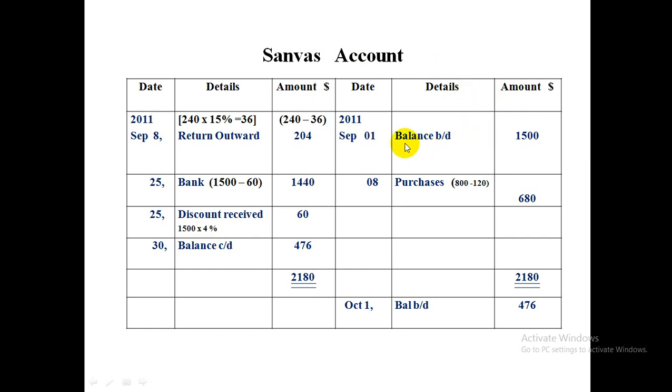Then we had seen that on 8 September he purchased goods for 800 list price less 15% discount, that is 120. Whenever purchases will be done from Sanvas, his trade payable ledger will be credited. We'll subtract the amount 15% from this list price and we'll credit his account.